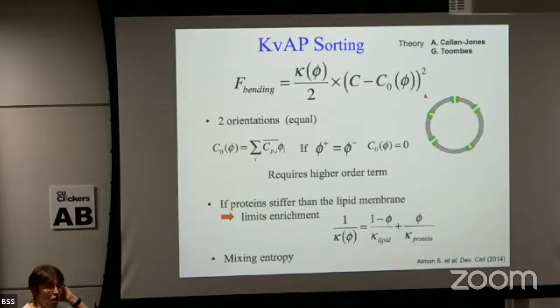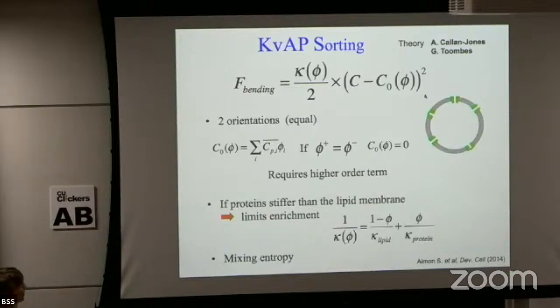So it means in our model, if we take the linear coupling between curvature and density, at least we need to put in a higher order because the first order will be zero. Okay, so you have to include that. And in addition, you can imagine that if the protein is now in the membrane, the bending rigidity of the membrane might be changed, especially if you enrich the protein in the membrane.